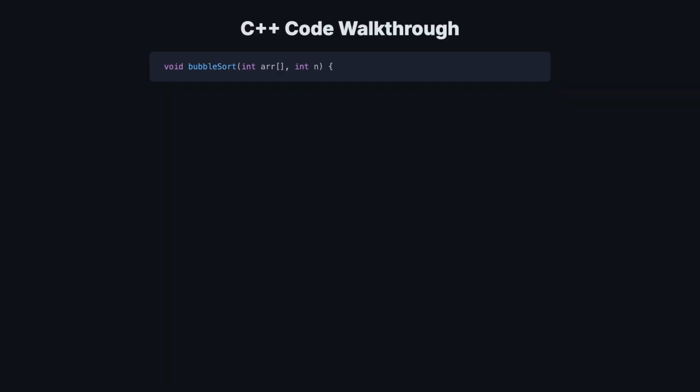Now, let's write this in C++. I'll build it up piece by piece, not all at once. We start with the function signature. Bubble sort takes two things: the array and its size. It returns nothing. It sorts in place, modifying the original array directly.